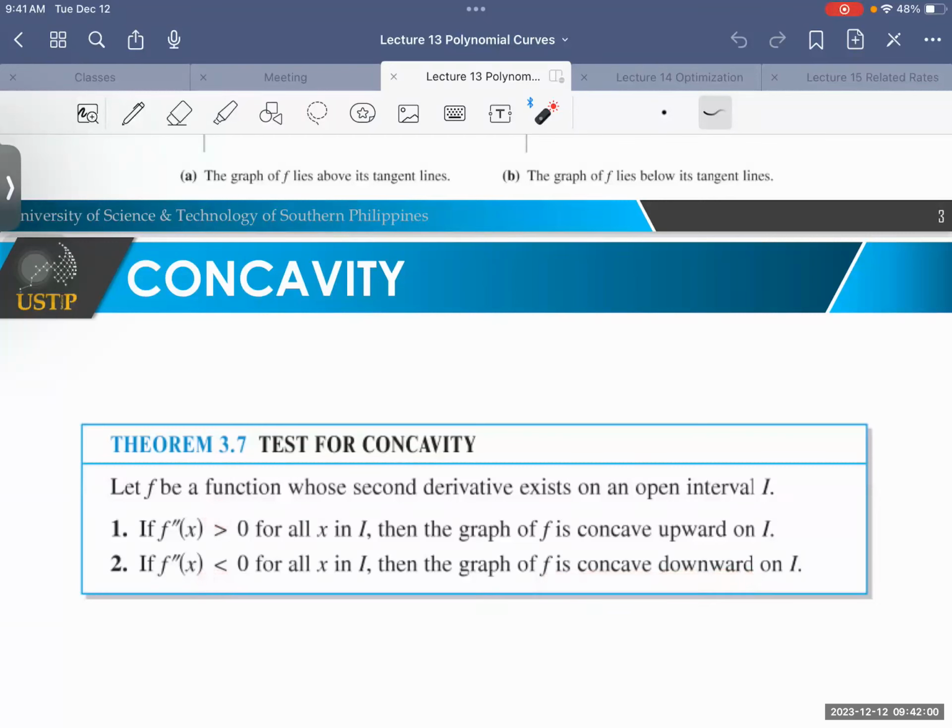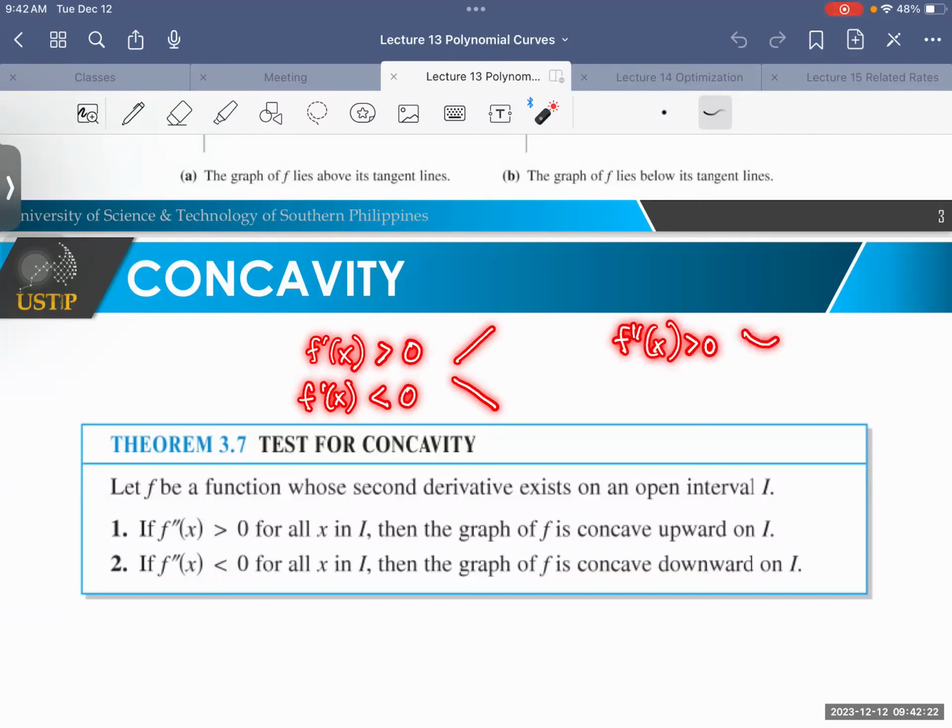Okay? So, going back, if your f prime of x, the first derivative, is positive, then it is increasing. And if your first derivative is less than 0, or a negative value, then your function is decreasing. Here in concavity, class, if your f double prime of x is greater than 0, or a positive value, then it is concave upward. And if your f double prime of x is a negative number, then it is concave downward. So there is a parallelism between the two, class, but one is increasing and decreasing, and the other is concavity.